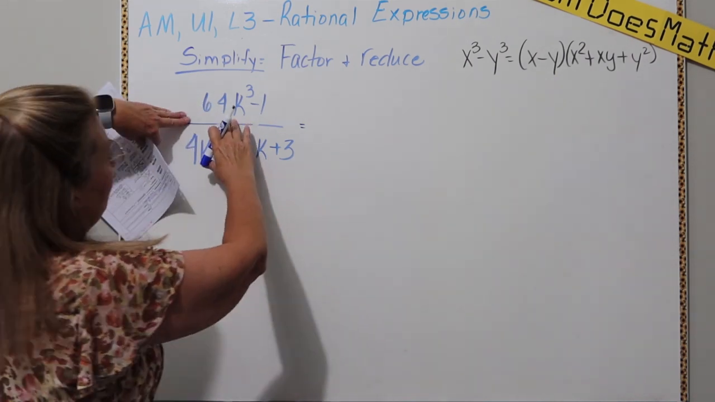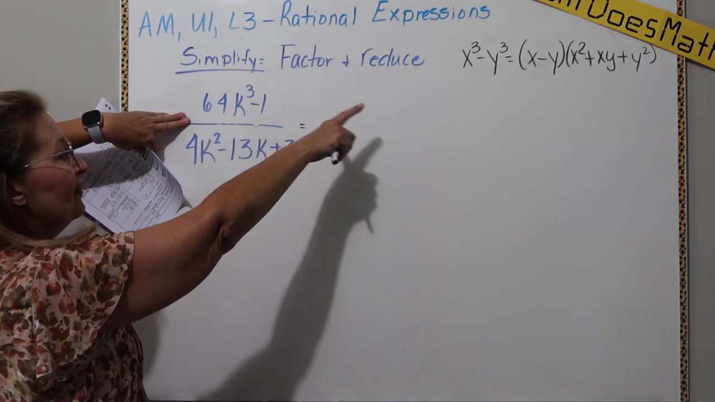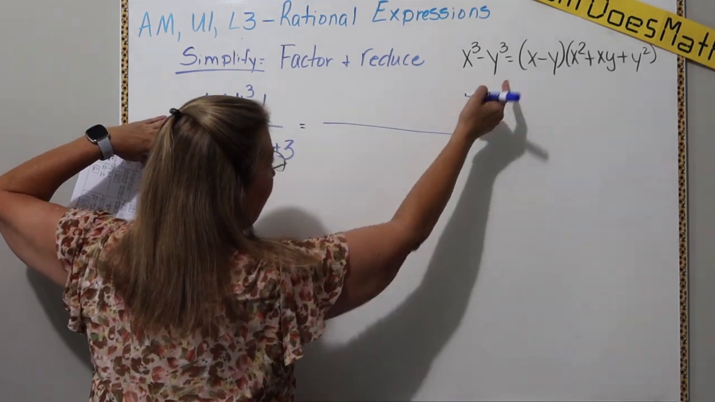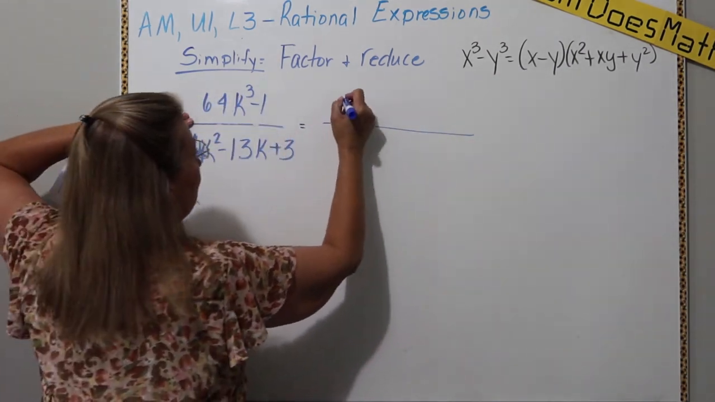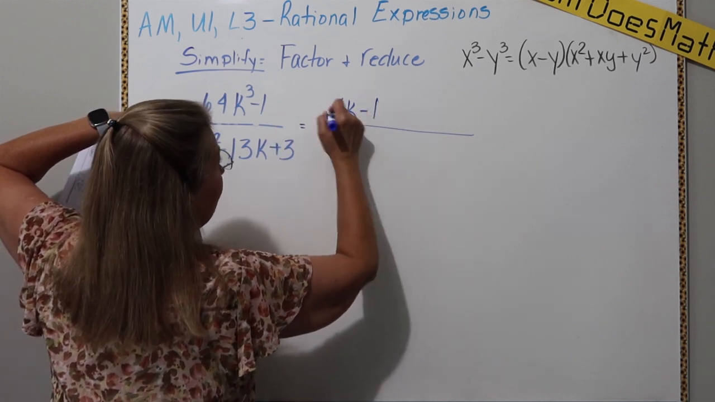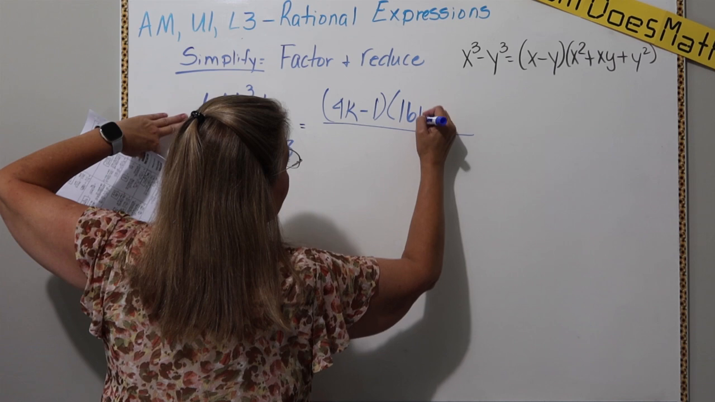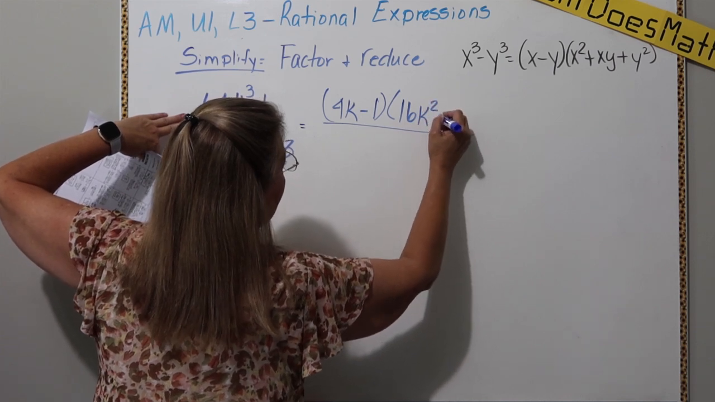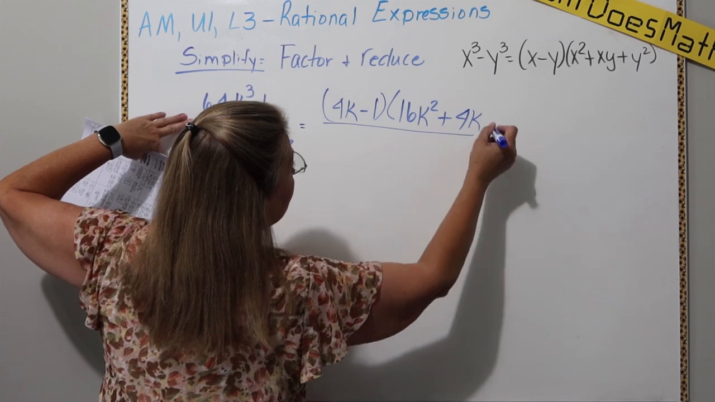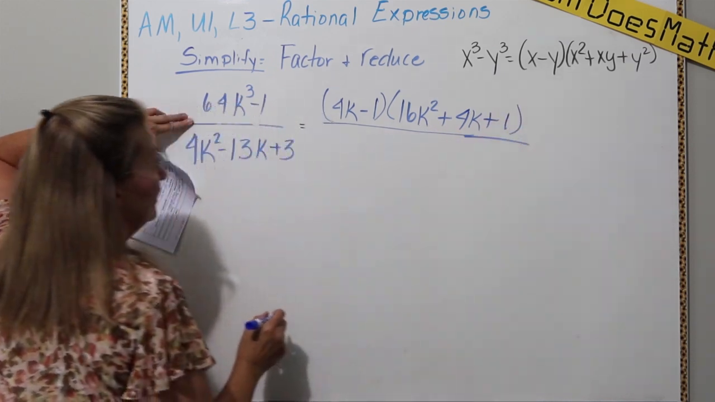All right. To factor the top part, 64k to the third minus 1, that is a difference of 2 cubes. So I went ahead and wrote the formula over here. I'm going to need the cube root of this minus the cube root of that. Then I'm going to take this squared, which is 16k squared, plus 4 times 1, which is 4k, plus this squared, which is 1.